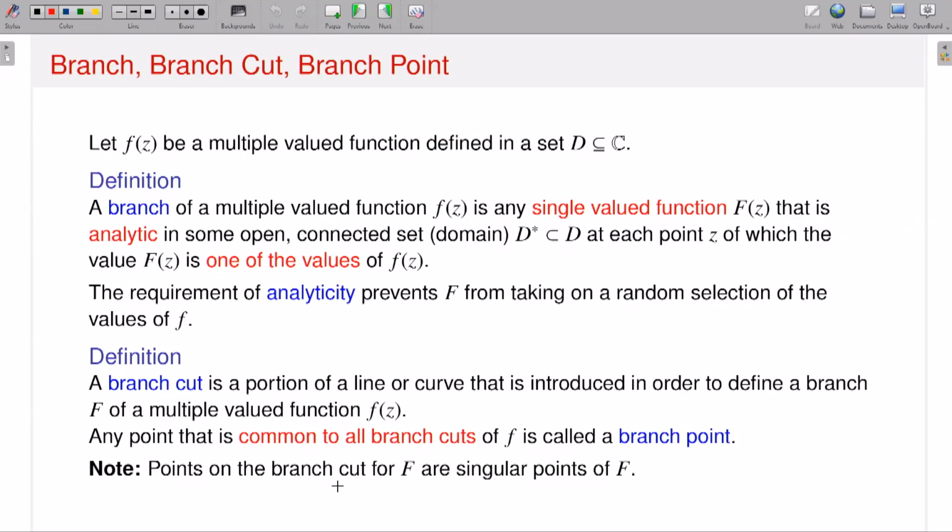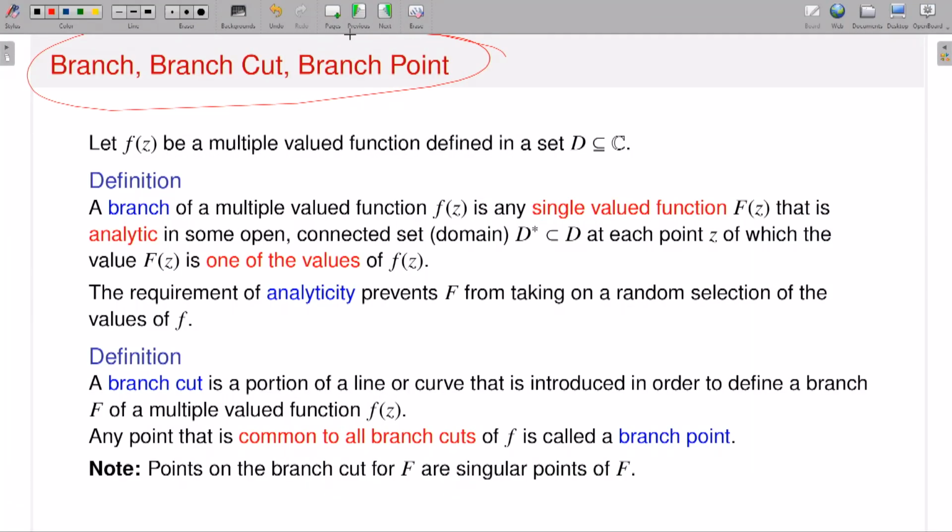Now if I talk about this kind of idea in a general sense, it will give you the concept of what is called branch cut and branch point. What is that? Suppose you have a multi-valued function f(z) defined on a set D, a subset of C. Now what is my definition of a branch? Look very carefully. A branch of a multi-valued function f is any single valued function capital F that is analytic in some open connected set D star inside D, so that at each point z the value capital F(z) is one of the values of small f.